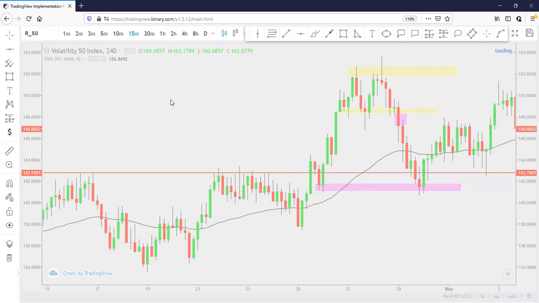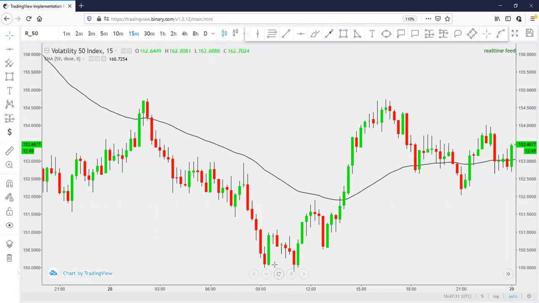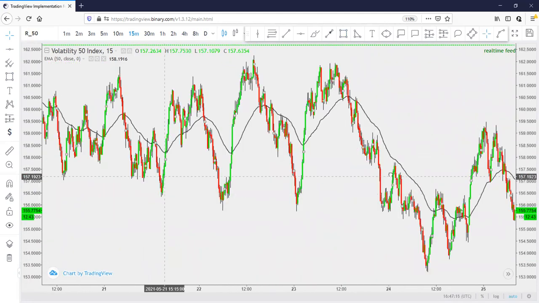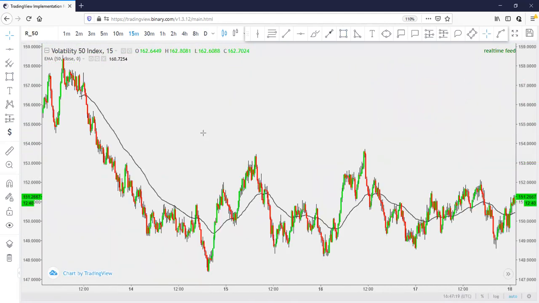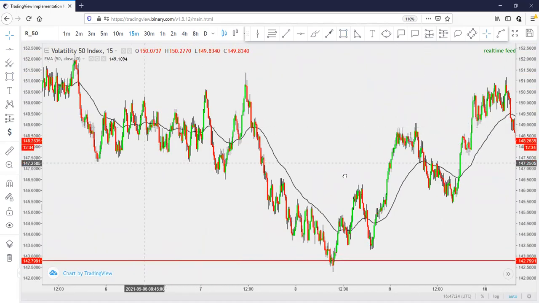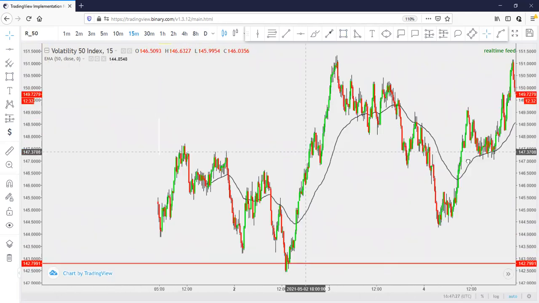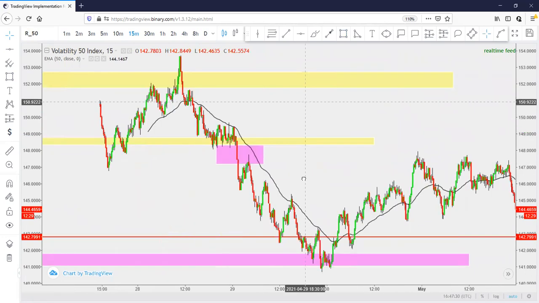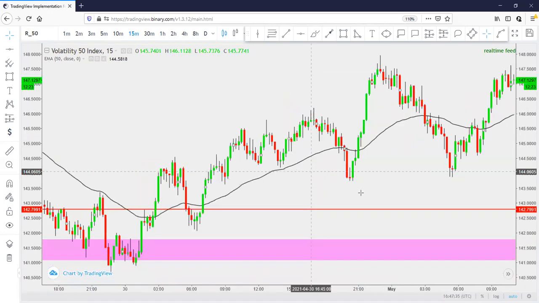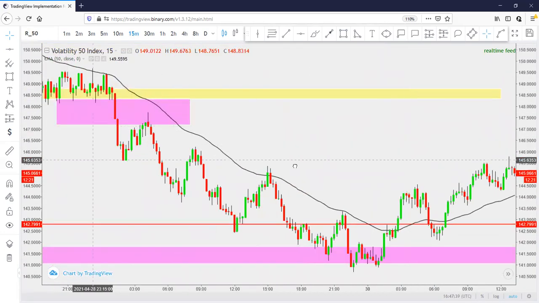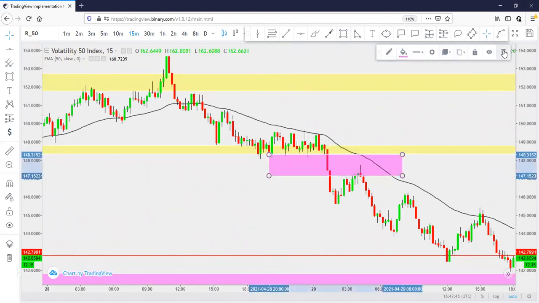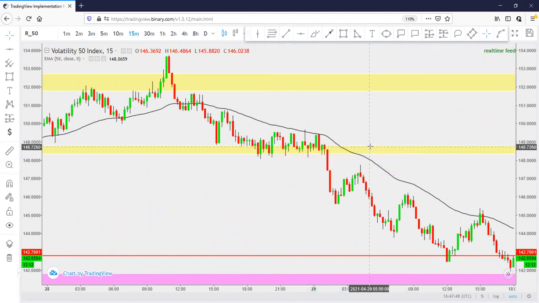You need to look for good confluences before taking your entries. So let us zoom out so we can get that point. Okay, where is it? Here we are. Let me zoom in. Here we are. Let me take out this. So this is the higher time frame zone.